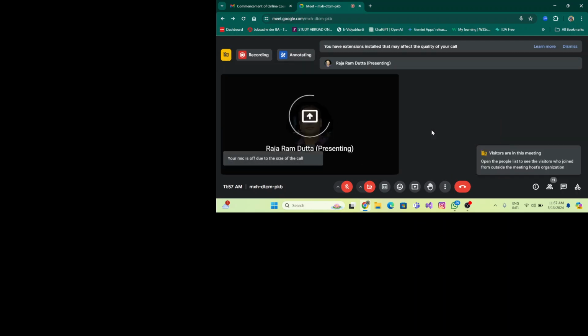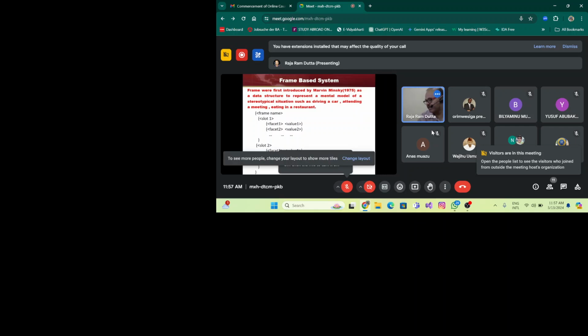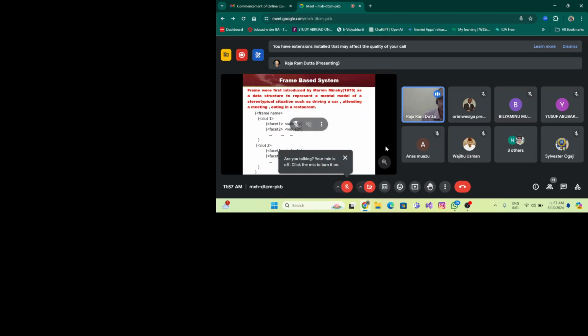It represents using objects, in the form of a frame. So it represents fully in the form of a frame. A frame was first introduced by Marvin Minsky as a data structure to represent the mental model of a stereotypical situation such as driving a car, attending a meeting, or eating in a restaurant. So it represents some situation in an object-oriented form.